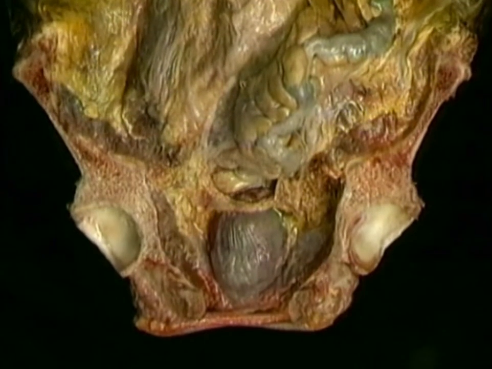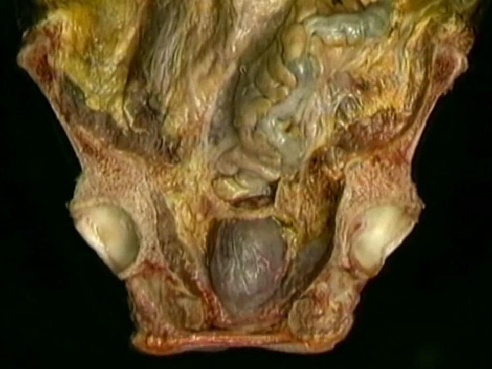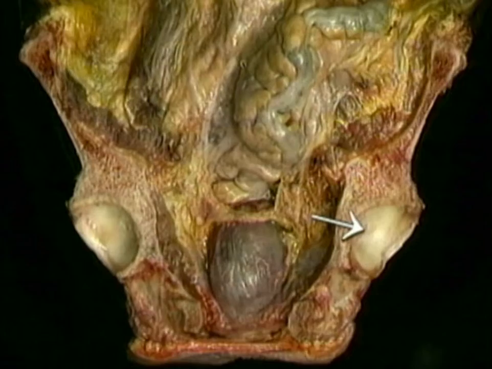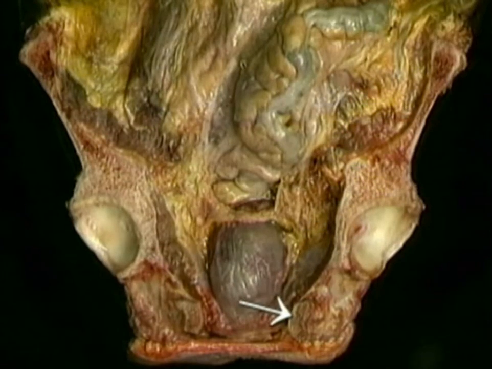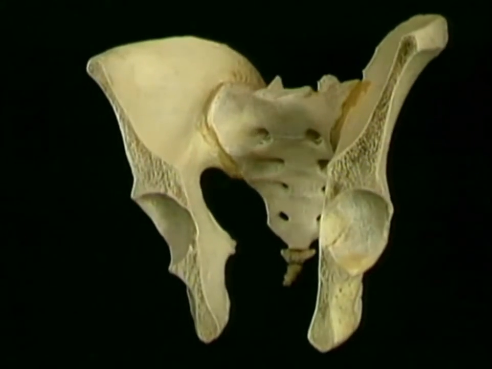Before we look at the rectum, we need to get our bearings. On each side, the cut went through the iliac crest, the blade of the ilium, the acetabulum, and the ischiopubic ramus. Here's the same cut made on a dry bone specimen.